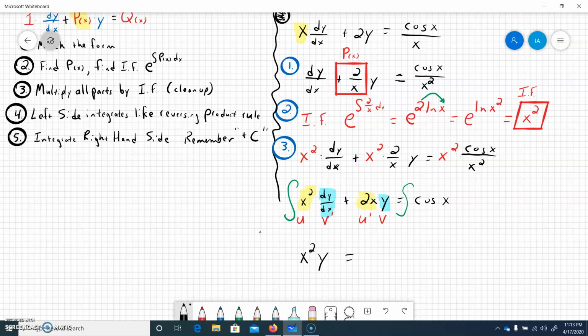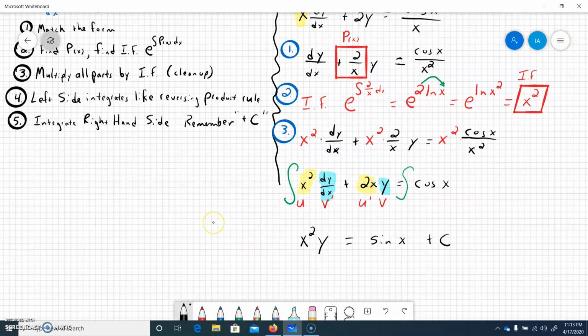And if I want to integrate the other side, the integral of cosine is sine x. So there's a plus c. So we could stop right there if we're okay with that. Let's kind of match up our steps again. So the left side integrates as the product rule. So there we are. This right here is step 4, and I said that the right hand side, go ahead and integrate it and put a plus c with it. So there's step 5.